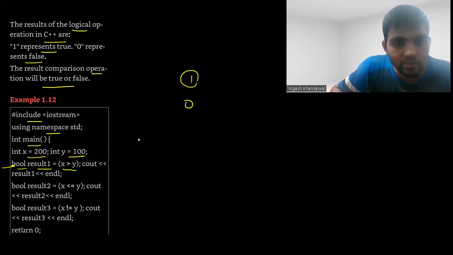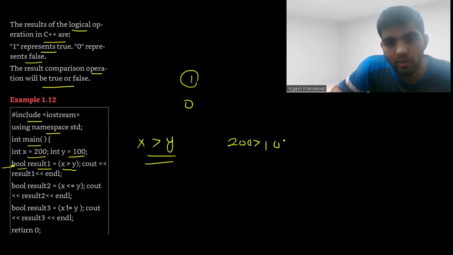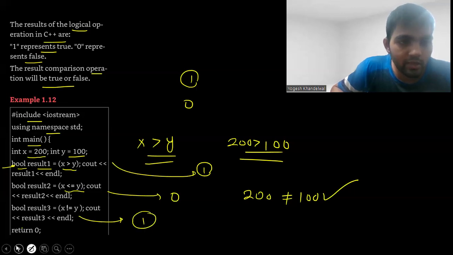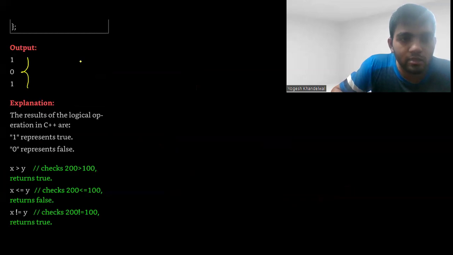So here we are doing x greater than y. 200 is greater than 100, so this is true. Here we are doing x less than equal to y, so this is false. So here the result should be 1, and here the result should be 0. And here x not equal to y, so this is also true because 200 is not equal to 100. So here it will also come 1. So let's see. Our result is 101. So our results are correct.